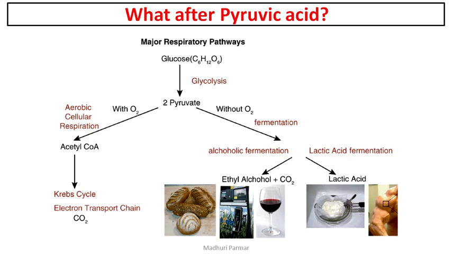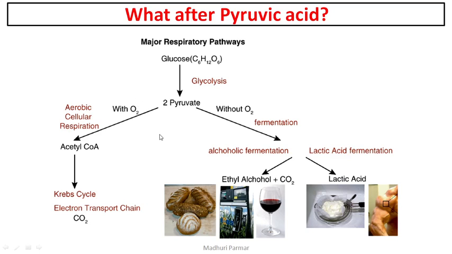Clear? So what happens after pyruvic acid? That was our original question, right? If there is presence of oxygen, there will be aerobic respiration, and using this aerobic respiration, it will get converted into acetyl-CoA. From acetyl-CoA, there will be Krebs cycle, electron transport chain, and finally you are releasing it in the form of carbon dioxide. So there is complete oxidation in presence of oxygen.